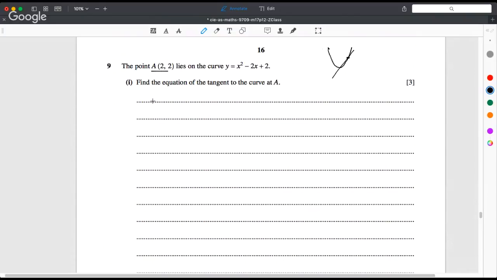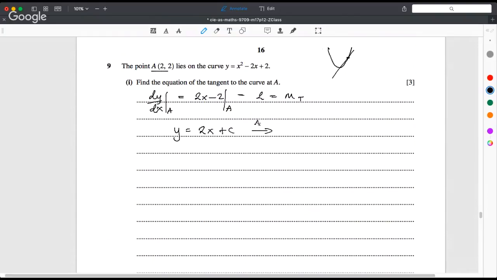I mean, that's what defines the tangent. So dy/dx evaluated at a, if we just differentiate it, gets us 2x minus 2 evaluated at a, and a has x equals 2, so this is equal to 2. And this is the gradient of our tangent. So we have that y is equal to 2x plus c.